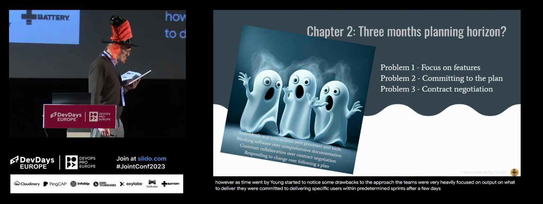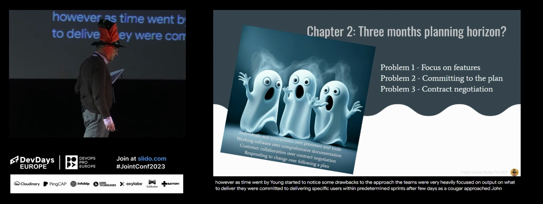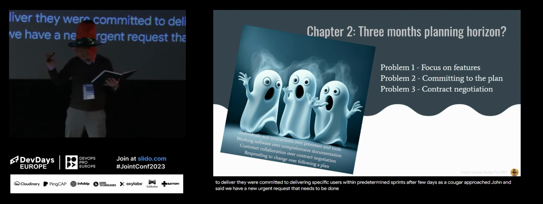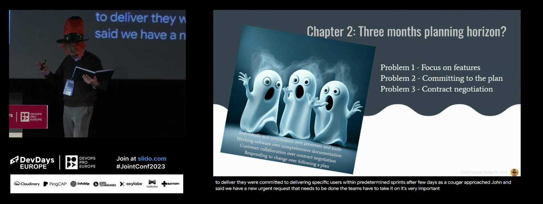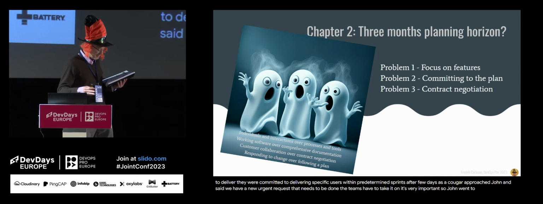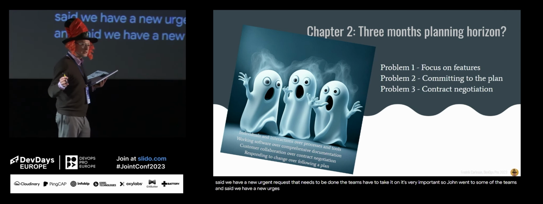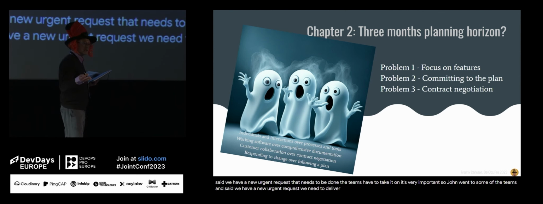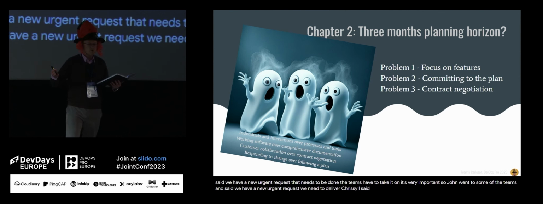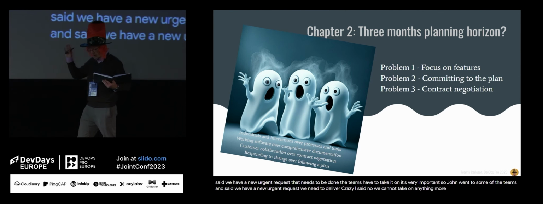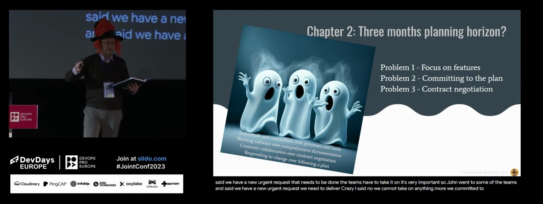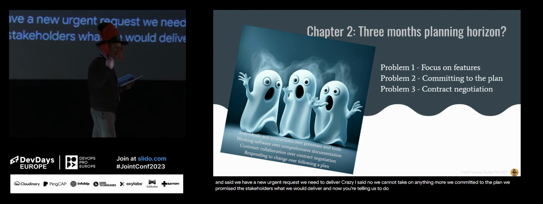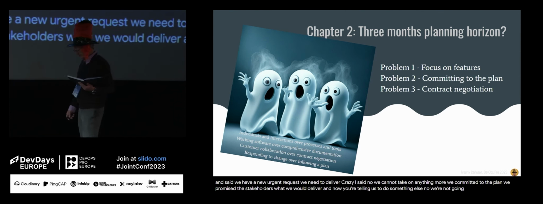After a few days, a stakeholder approached John and said, "We have a new urgent request that needs to be done. The teams have to take it on. It's very important." So John went to some of the teams and said, "We have a new urgent request. We need to deliver." The teams looked at him like he was crazy and said, "No, we cannot take on anything more. We committed to the plan. We promised the stakeholders what we would deliver. And now you're telling us to do something else. No, we're not going to do it."